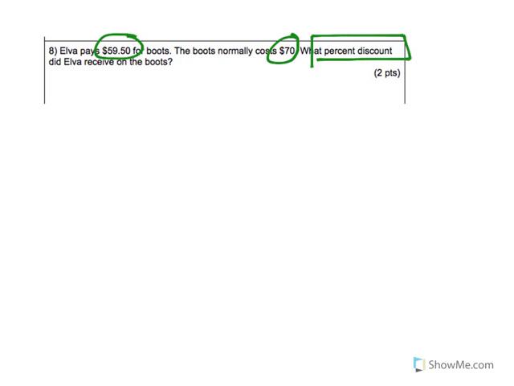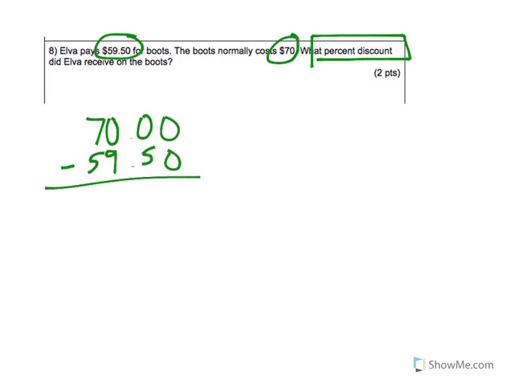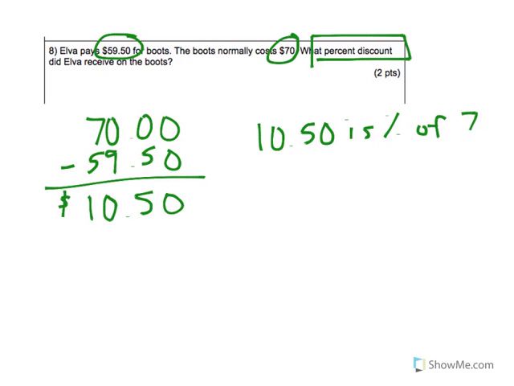First, if I want to know the percent discount, I need to know what was the discount. So I know that originally they cost $70. I'm taking away $59.50, the amount that Elva paid, and I see that the amount that was not paid was $10.50. So this is the discount. So what percent of the total is that? So I know that $10.50 is some percent of 70.